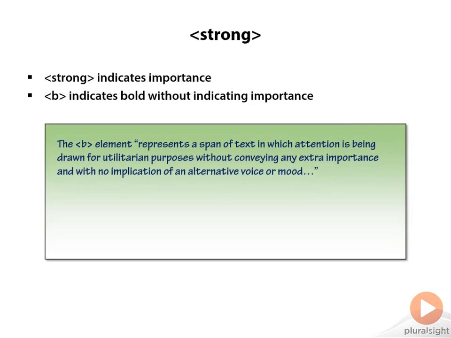A subtle distinction has been introduced between strong and B. Strong indicates importance. B indicates bold without indicating importance. To quote from the spec, the B element, quote, represents a span of text in which attention is being drawn for utilitarian purposes without conveying any extra importance and with no implication of an alternative voice or mood.